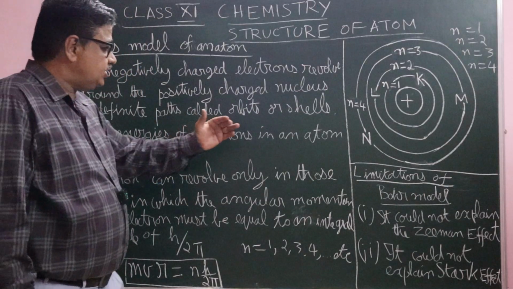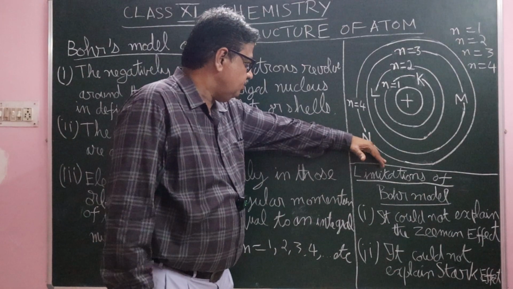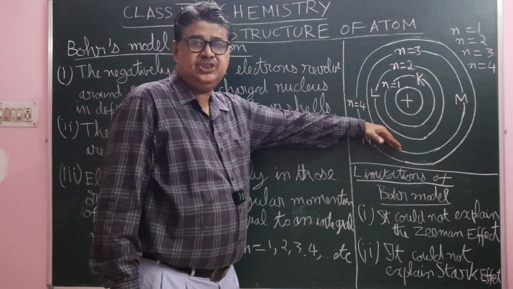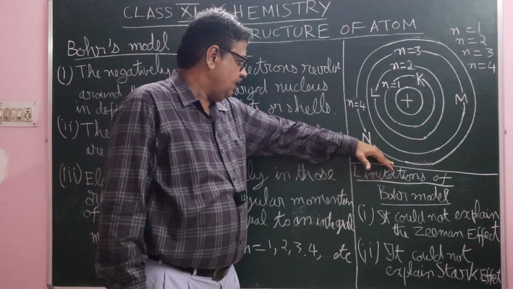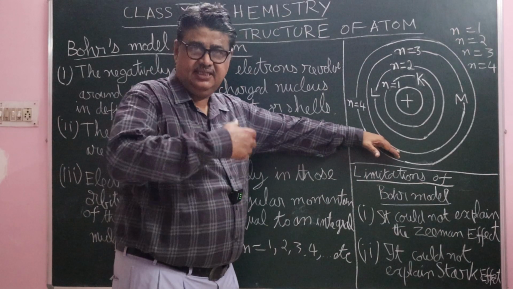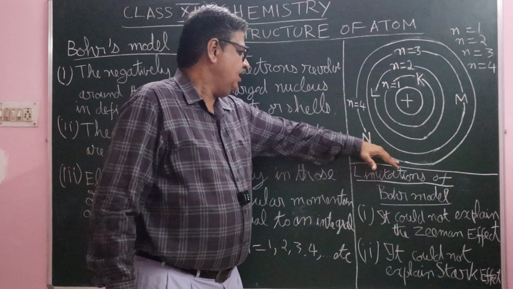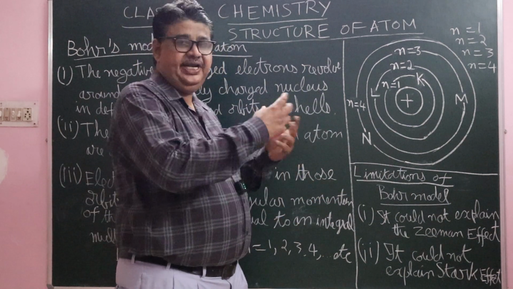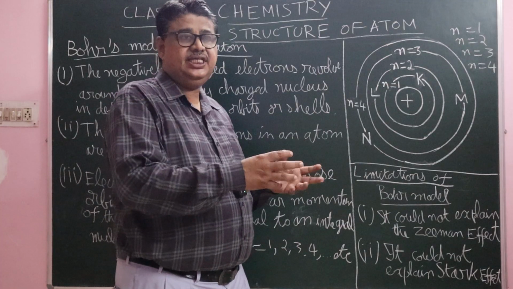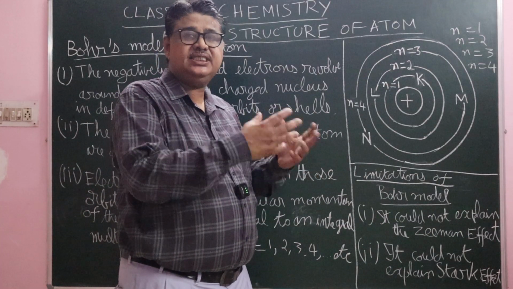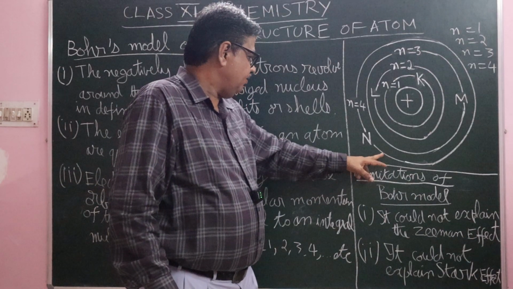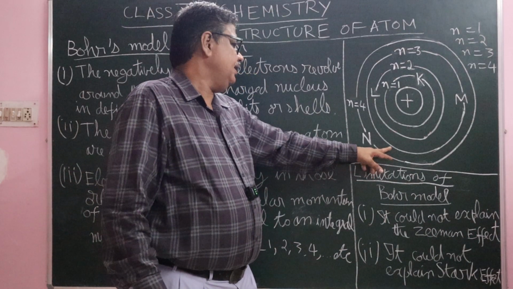When the electron jumps from the higher shell to the lower shell, that is, from the outermost shell to the next inner shell, it will lose its energy in terms of radiation. It will emit radiation and lose its energy when it jumps from the outer shell to the next inner shell.